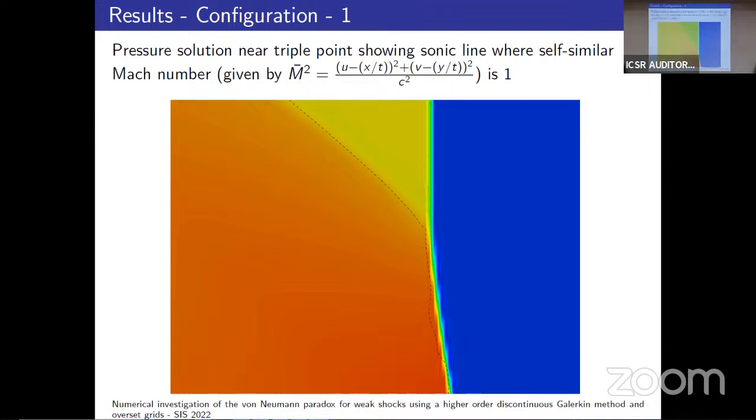For the second configuration, for which a weak Mach 1.075 shock reflects over a wedge of angle 15 degrees and gamma = 7/5, near the triple point we show the sonic line at t = 0.3 using a grid size of h = 1/800. And here it is interesting that we can see a small supersonic patch forming. Actually, there is one more supersonic patch forming, two small supersonic patches forming here.